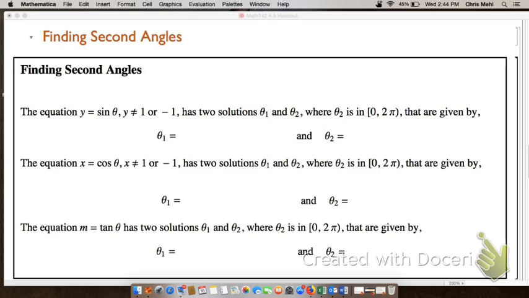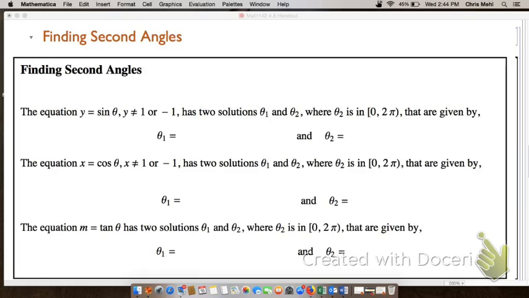Okay, so starting with, this is where we left off yesterday, page 3 of the handout. So we already know how to find one angle for a trigonometric equation. And this is the process or method of how to find a second angle. So first of all, if we're trying to solve the equation y equals sine theta, so the y value will be given and you're trying to find the value of theta, there's going to be two solutions. So we're going to be able to find a first solution and use the first solution to find a second solution that's in the interval of 0 to 2 pi.